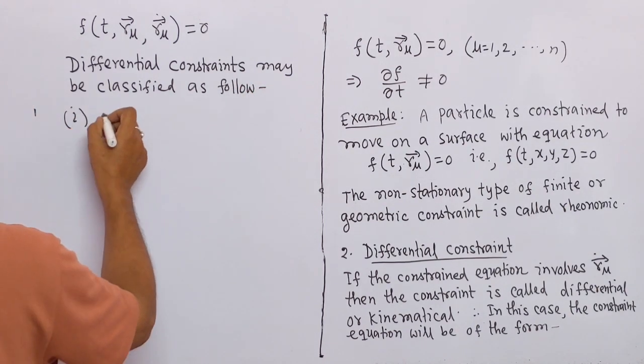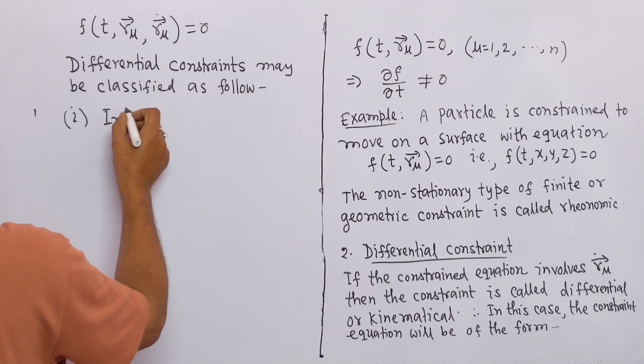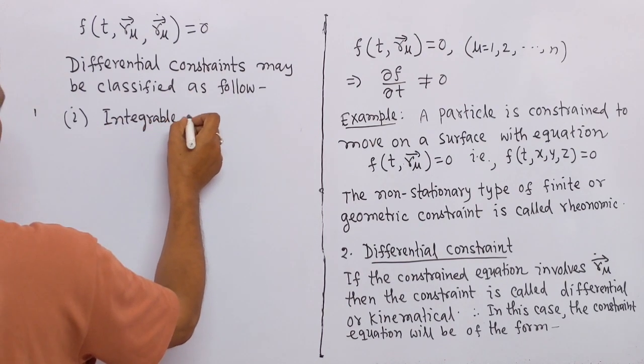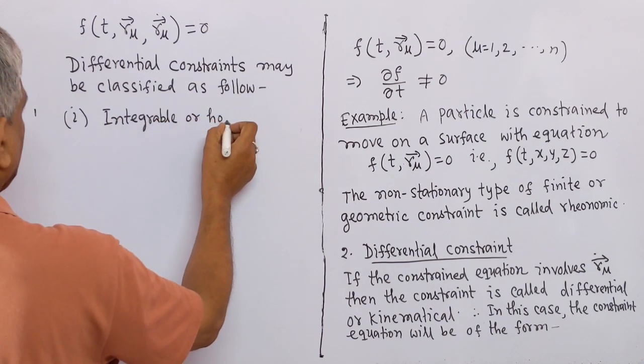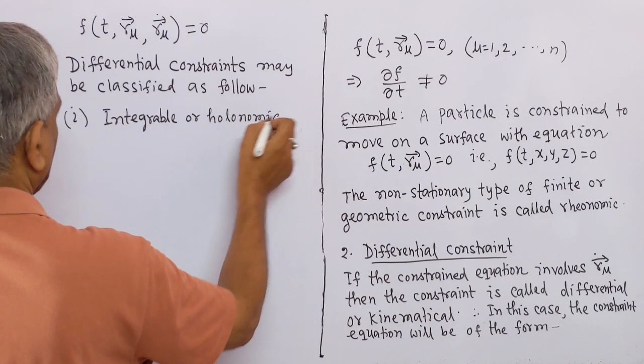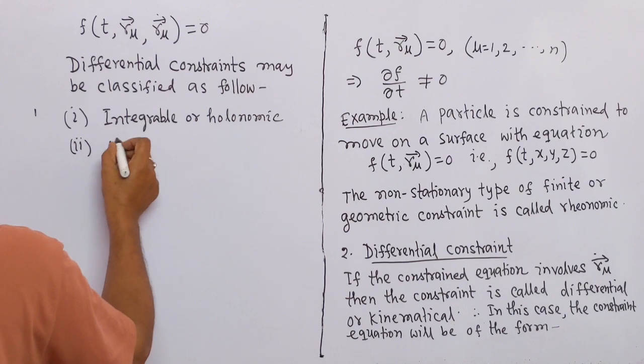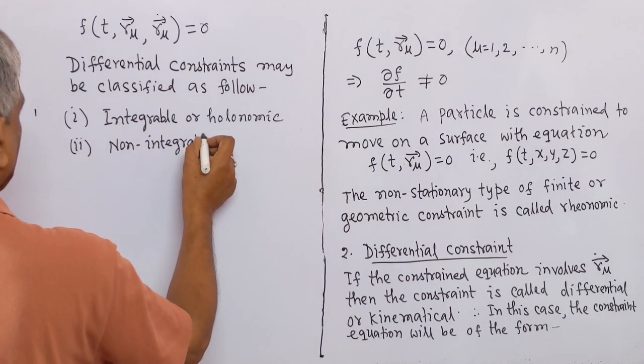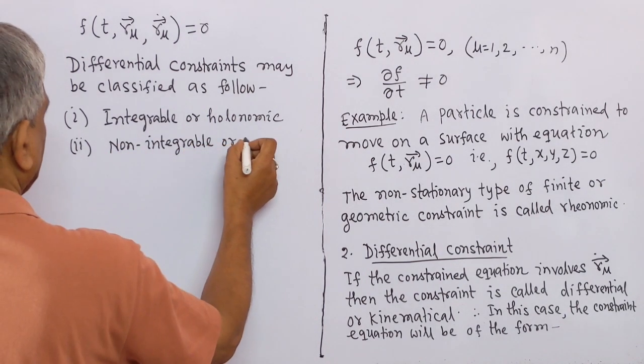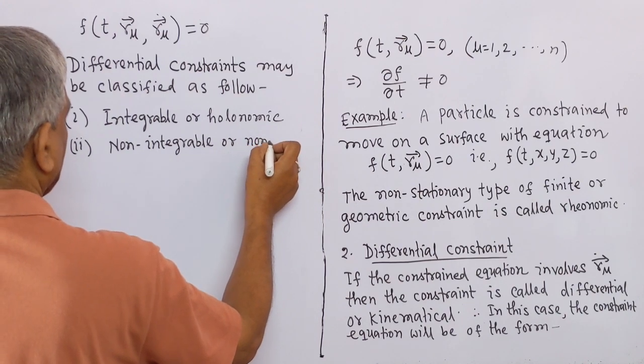Number 1, integrable or holonomic. Number 2, non-integrable or non-holonomic.